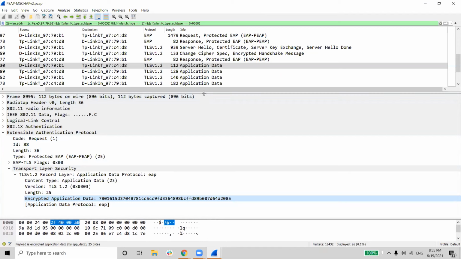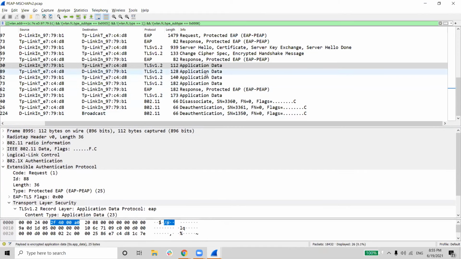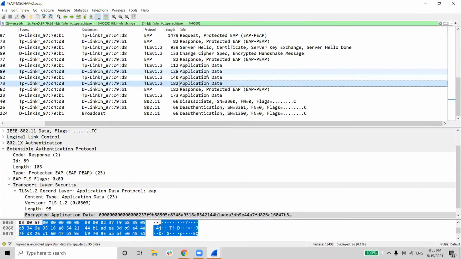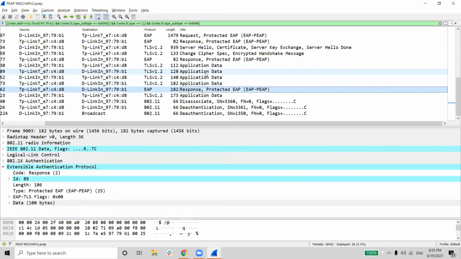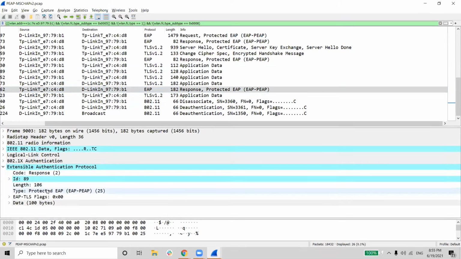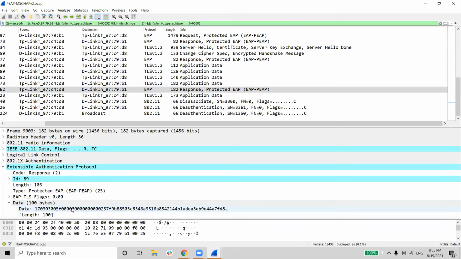And now inside this, MS-CHAPv2 is actually going, right? So all of this application data is there. And after that, in the response, okay, so this is again this packet here, the response packet. If you actually open this, it will show you some data.